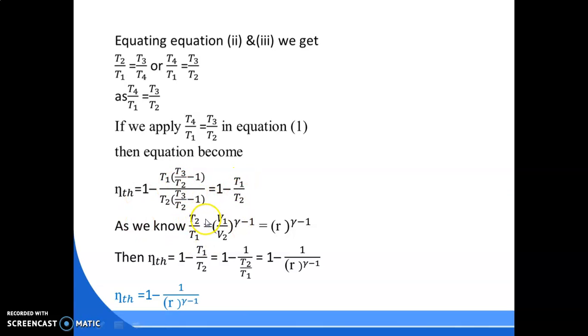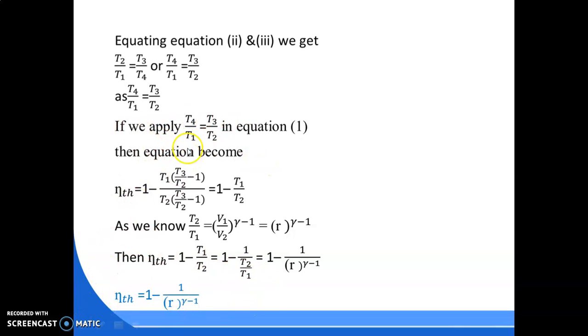So as we know that T2 by T1 is equal to R to the power gamma minus 1, then what is your T1 by T2? T1 by T2 is 1 by R to the power gamma minus 1. So 1 minus T1 by T2, we can also write as 1 minus 1 by T2 by T1, and T2 by T1 is equal to R to the power gamma minus 1. So 1 minus 1 by R to the power gamma minus 1. That is the thermal efficiency of which engine? That is your petrol engine or Otto cycle.